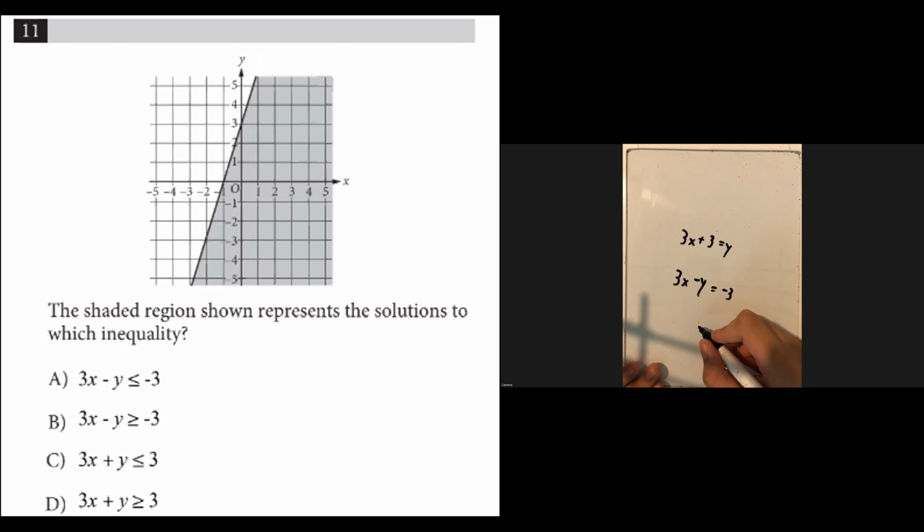So we get 3x minus y equals -3, and then it says the inequality, and we can see that the shaded region is below the line. So that means the expression has to be greater than -3, so it would be greater than or equal to, which is answer choice B.